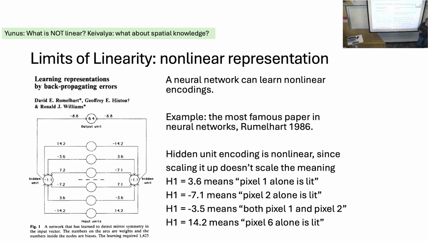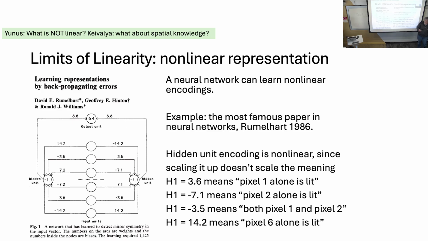Now, the reason this is non-linear is because linear things scale their meaning when you scale the value. And so really what should happen is if you scale this up, or made this negative, it should be like pixel 1 is negative or something like this. But if you doubled it, it shouldn't have anything to do with pixel 2. It should have to do with pixel 1. But it changes its meaning. And then you can kind of see when it gets to 14.2, it has nothing to do with pixel 1 and 2. It has to do with pixel 6, right?